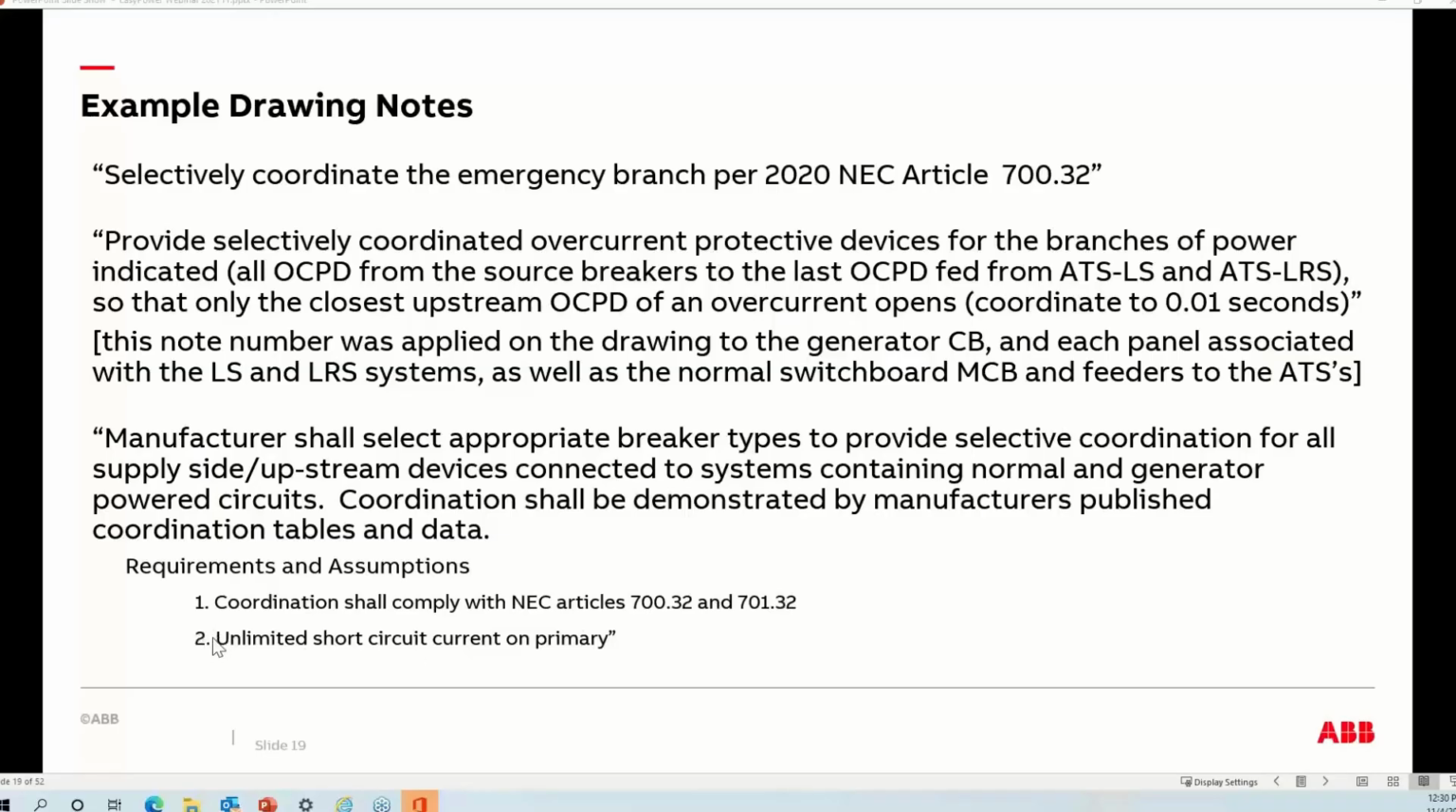And then this requirements and assumptions bullet 2 is a very nice one. It says to assume unlimited short circuit current on the primary. That's taking the infinite bus on the primary of, say, your service entrance transformer. And what that assumption included in the spec or note does, it puts everybody on an equal footing. If we assume unlimited primary, we can do an easy calculation to figure out what then the secondary available fault current would be, and then proceed from there to pick the appropriate breakers, as opposed to each vendor making their own assumption as to what the available short circuit current might be, which then would allow different selection of breakers. So these are all good examples to follow.